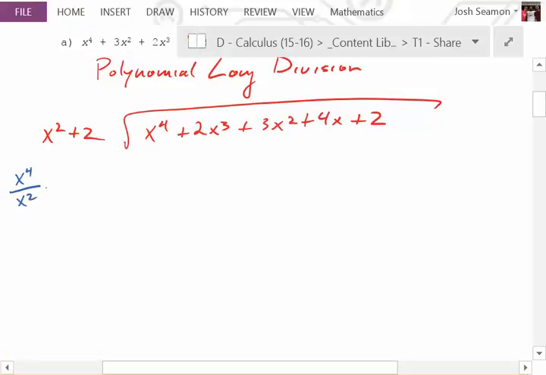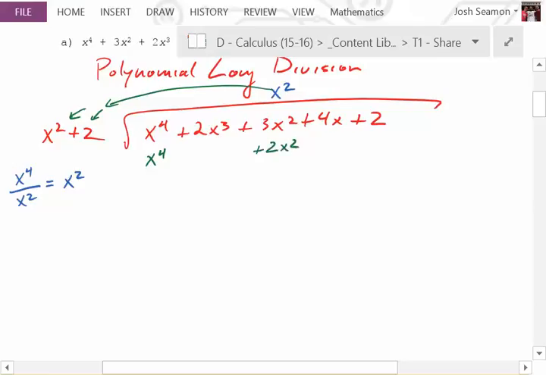X squared. What's x to the 4th over x squared? So you take that x squared. Where do you put that x squared, do you think? On top, over where the x squared term is. Now you do the same thing you would normally do in long division. When you put a number up there, what do you do with that number? You multiply it into both of these. What's x squared times x squared? X to the 4th. Ah, it better be the same. And what's x squared times 2?